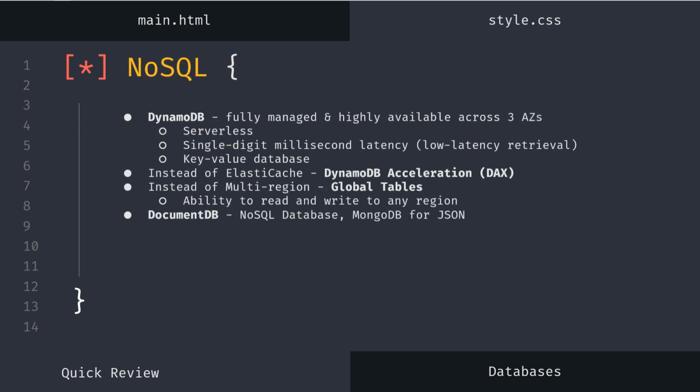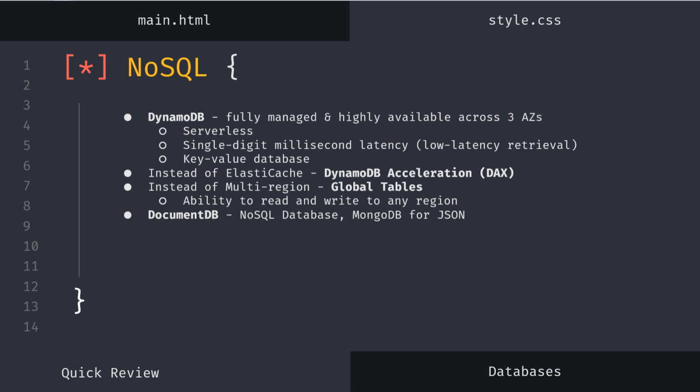So now we have NoSQL, and we have something called DynamoDB. Really cool name. It's fully managed and highly available across 3 availability zones. It's serverless, and it has low latency retrieval. Basically a key-value database. Now, this is the key: if you understand relational databases, you can apply almost the same logic to NoSQL.